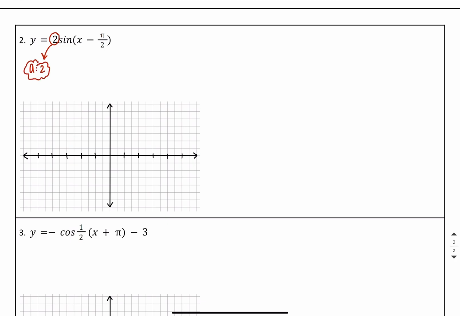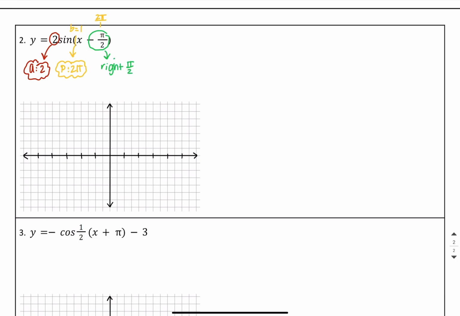Then I know that I have a 1 in front of everything inside of the function, so that is my b is equal to 1. To find the period, I'm going to do 2 pi over 1, or 2 pi over b. And that's going to get me that the period is 2 pi, which is the regular case that I see in the parent function. And then I see this minus pi over 2 inside, which tells me that I'm moving everything to the right pi over 2.